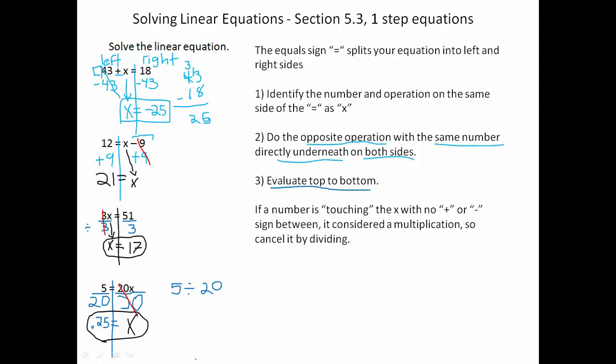Once you've written that underneath on both sides of the equation, make sure that you're evaluating top to bottom. The number that's on the same side as x should cancel out, but the other pair of numbers should give you your final answer.